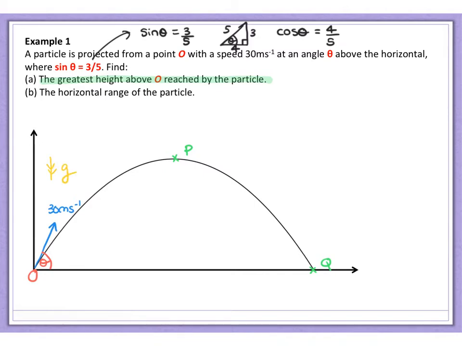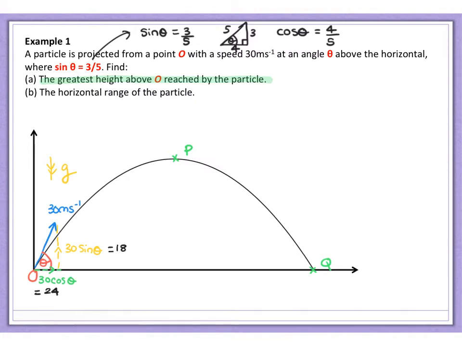And then I'm going to draw in the components of this initial velocity, 30 cos theta here, and then vertically 30 sine theta. Now, because I know what cos theta and sine theta are equal to, I can simplify these. So 30 times cos theta is 30 times 4/5, which equals 24, and 30 sine theta is equal to 18. So we have our two components in place, ready to go.